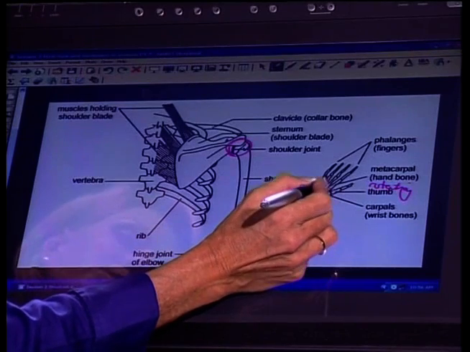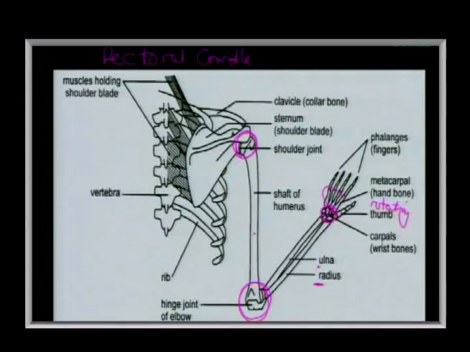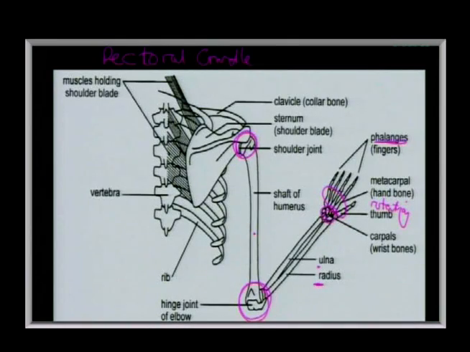Then you have the carpals, or your wrist bones. And then you have the metacarpals of your hand. So carpals, metacarpals, phalanges. Your phalanges are your fingers. Phalanges are also your toes. These are those little bones that you can move around. Remember, the thumb has 2 and the fingers have 3 bones each, 3 phalanges.